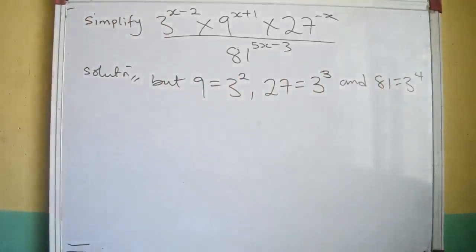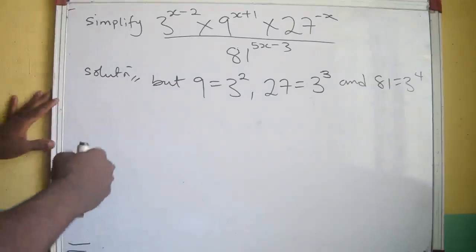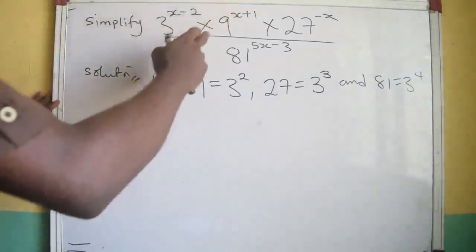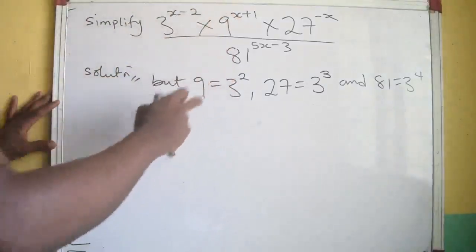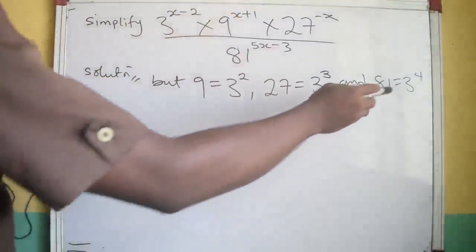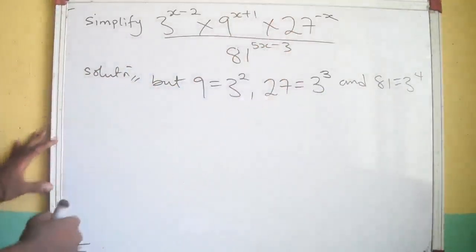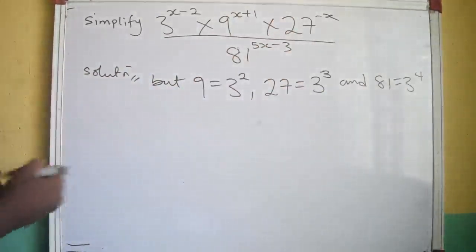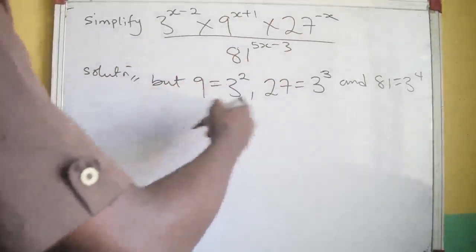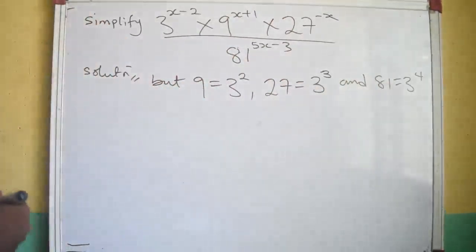So all we need to do here is to substitute. Anywhere we see 9, we put 3 raised to the power 2. Anywhere we see 81, we put 3 raised to the power 3. Anywhere we see 27, we put 3 raised to the power 3. Anywhere we see 81, we put 3 raised to the power 4.